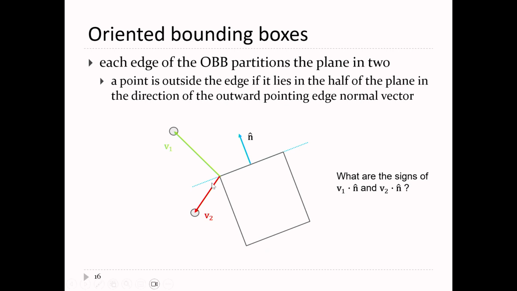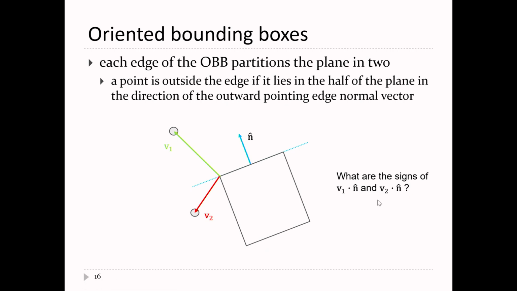V2.n, you do the same thing. Pick any point on the edge, compute the vector from that point to the point of interest. Compute the dot product with n. The sign of that value must be negative, because the angle between n and V2 is greater than 90 degrees. So again, dot product to the rescue.